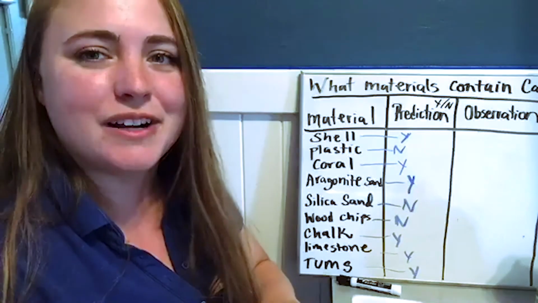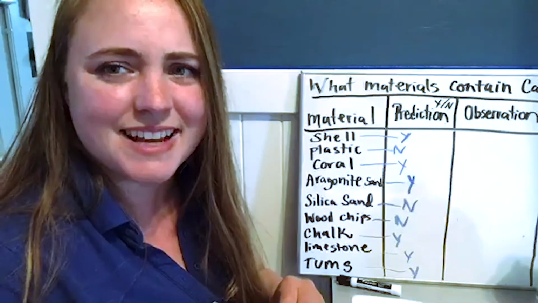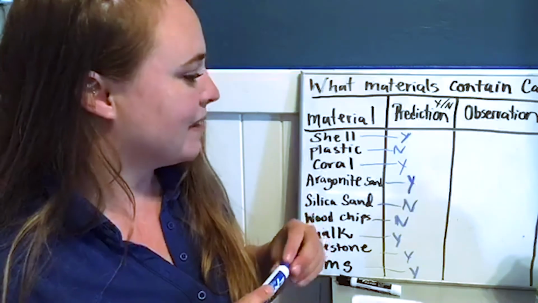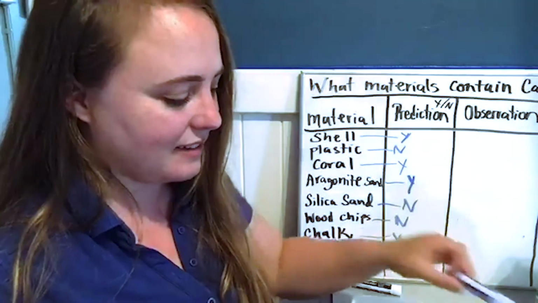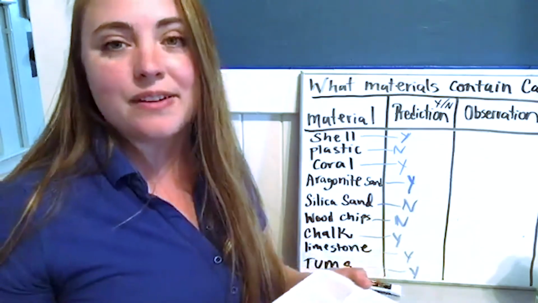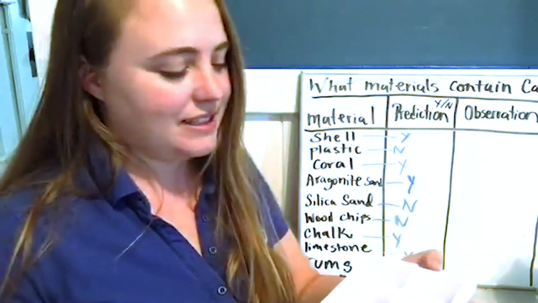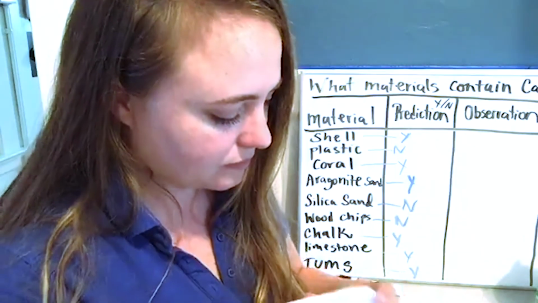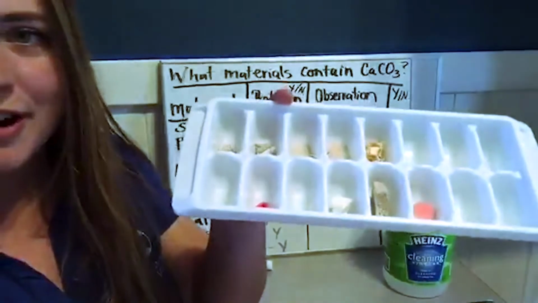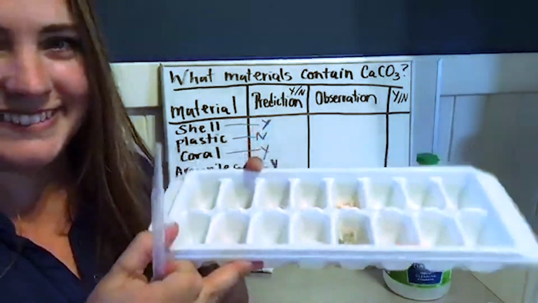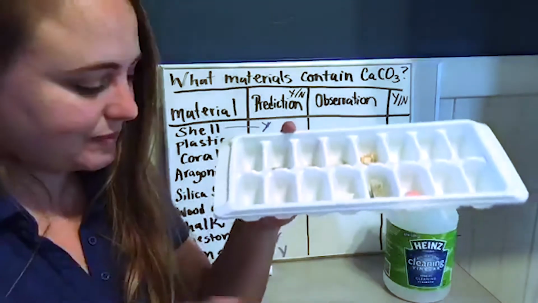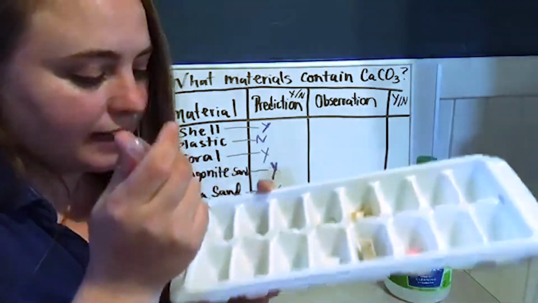Hopefully you have a chart of your own out there and you're ready to test whether these materials contain calcium carbonate or not. And again, to do that, we're just gonna add a little bit of vinegar to each one and make some observations about whether or not we notice any signs of dissolving. So I'm gonna start with our shell builders here. So I have some shells, and we're just gonna add some vinegar.